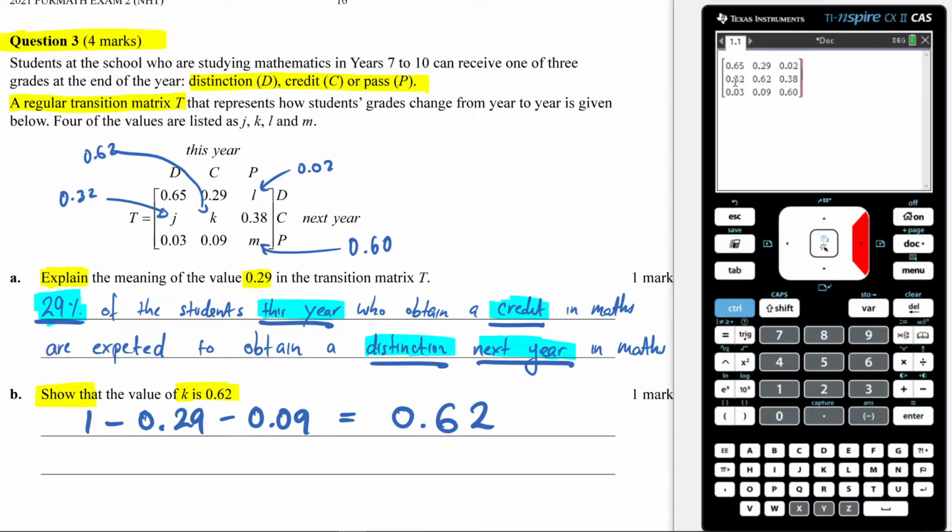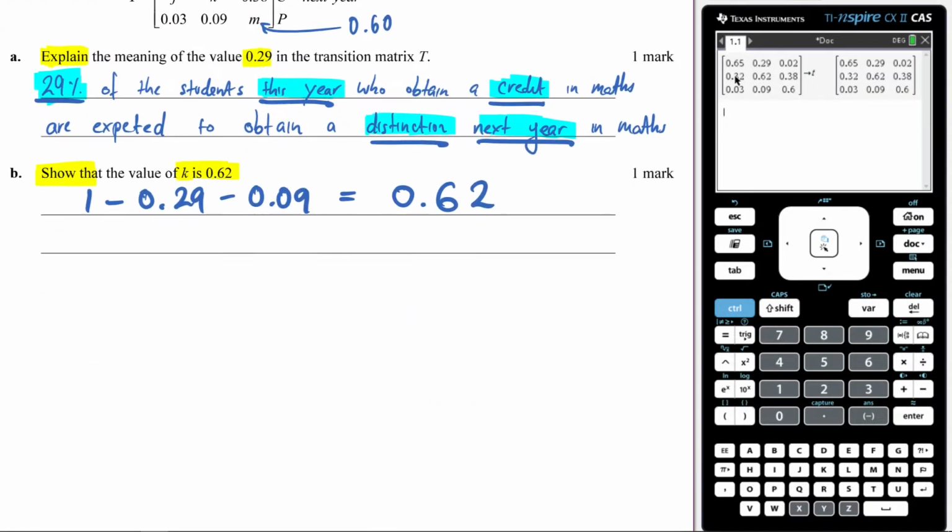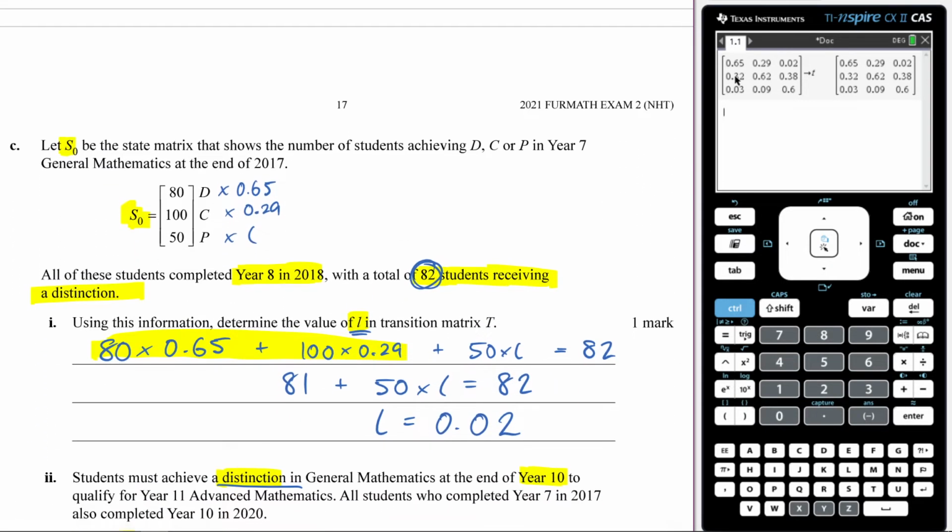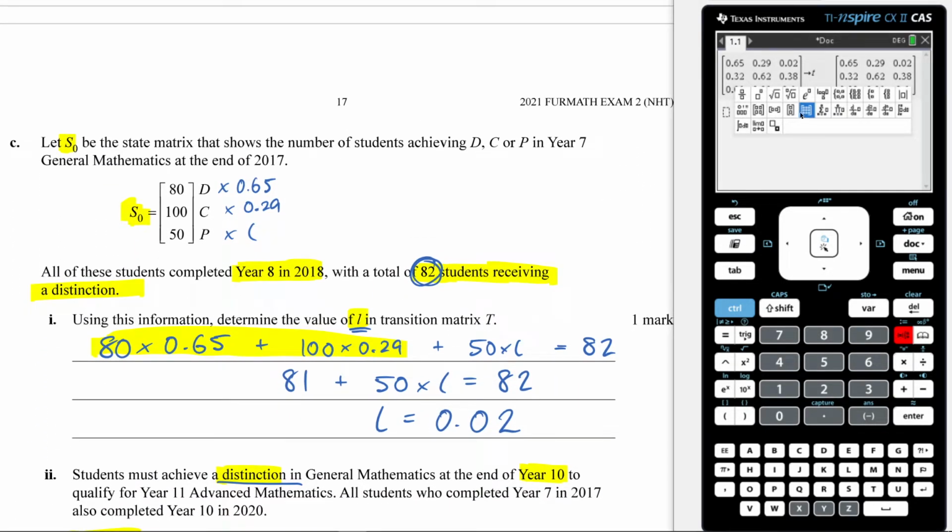All right. Once you've gotten to this stage and you know how to answer it, there's a few different ways we could go about it. If we wanted to, let's just practice storing things away. So we can store it as T, hit enter. Then I can come to my state matrix here. There's 3 rows by 1 column. It's going to be 80. It's going to be 100. It's going to be 50.